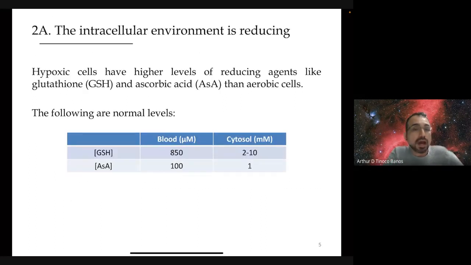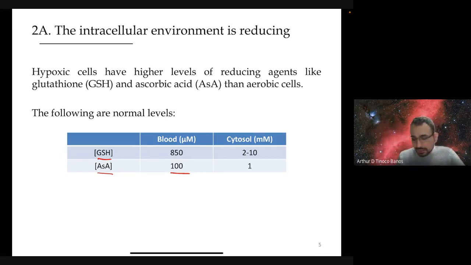Hypoxic cells have higher levels of reducing agents like glutathione and ascorbic acid than aerobic cells. So I would say these would be the standard levels of these two reducing agents. These are small molecule reducing agents. Glutathione, as I mentioned previously, is a tripeptide. You have ascorbic acid. So within the environment of the blood, you have these present at mid micromolar levels.